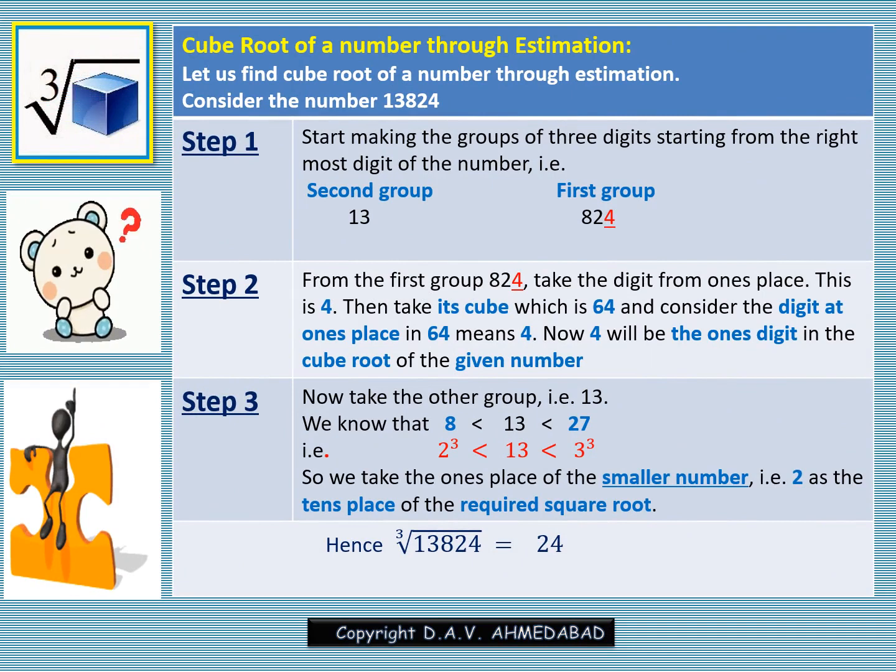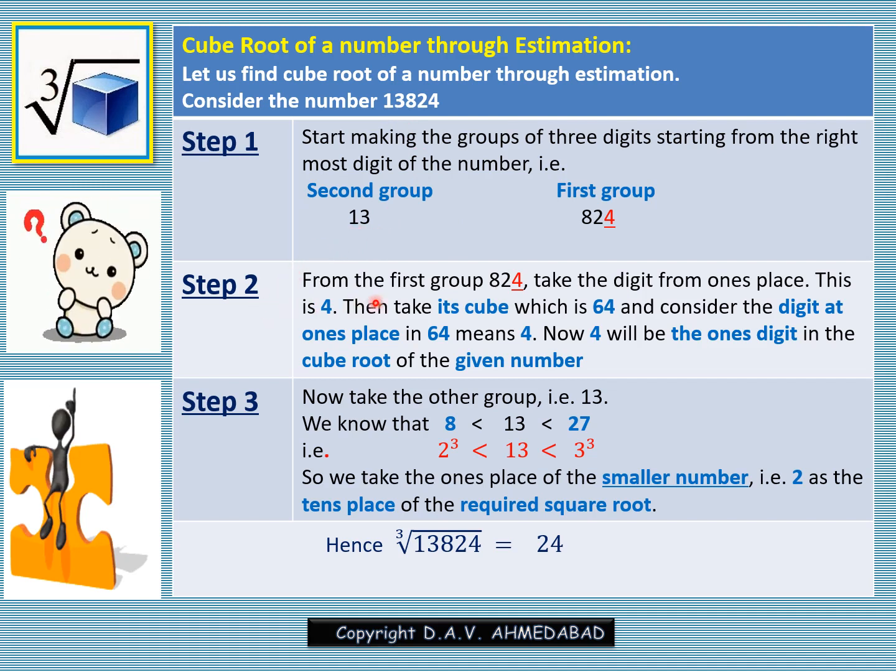Now, cube root of a number through estimation. Let us find the cube root of a number through estimation, children. Consider 13,824 is a number and we need to estimate its cube root, right? So step 1, start making groups of 3 digits starting from the rightmost digit of the number. So here first group will have last 3 digits, means 824, and second group will have rest of the digits. Here rest of the digits are 1 and 3, so second group we have 13.